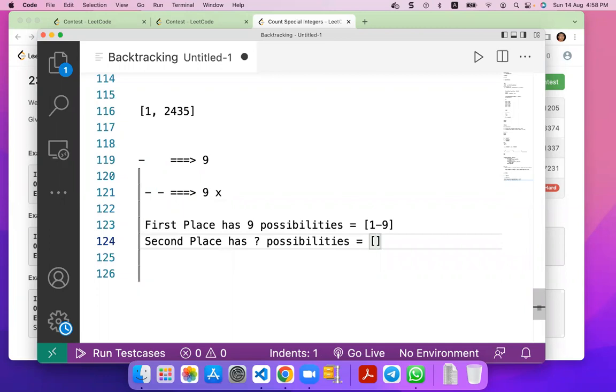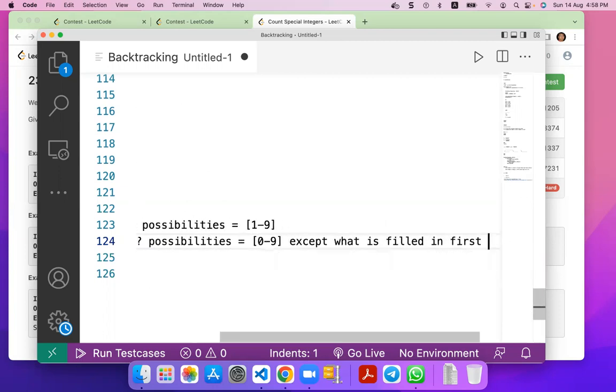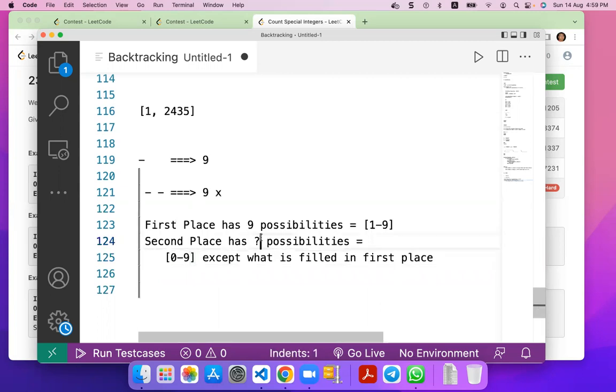Can we put 0 in second place, Akshay? Yes. So what is the possibility of second place? Again, 9 possibilities. So now you can put from 0 to 9 except what is filled in first place. So you still have 9 possibilities. So total numbers possible of 2 digits will be 81.